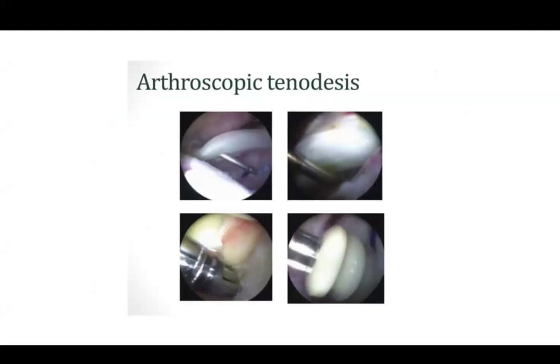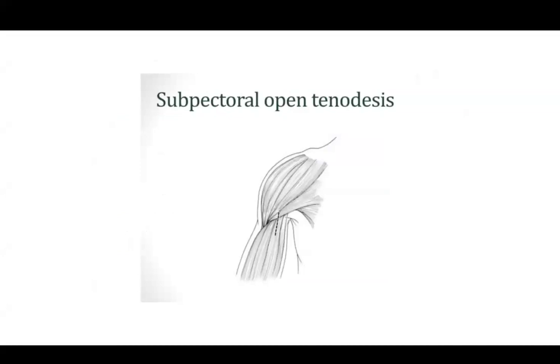After this, the tendon is tensioned. Stitches in the form of whip stitch are put into the tendon, and a small nick is made through which your screw or some fixation device is passed. Open can be subpectoral approach.